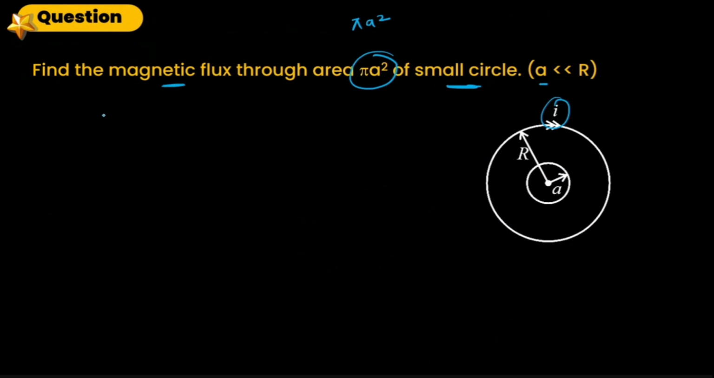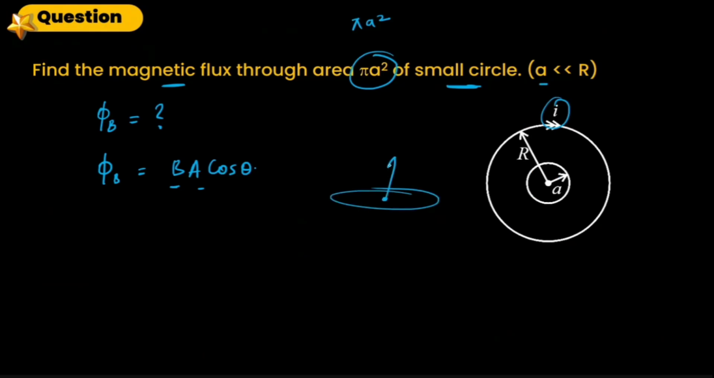The question asks, what should be the magnetic flux? We have to find this. As we know, magnetic flux is B A cos theta. So what is this theta? This theta is the angle between the magnetic field and the area vector. If you look at the inner circle, its area vector is drawn perpendicular to the surface.